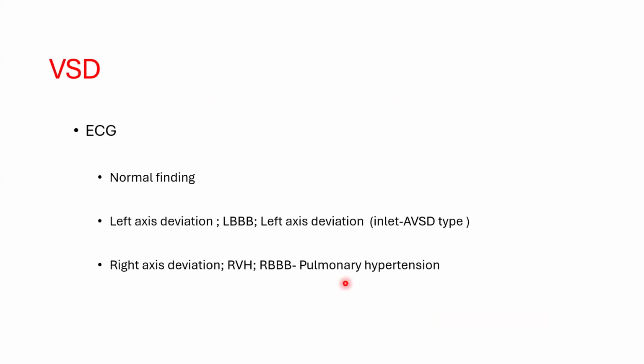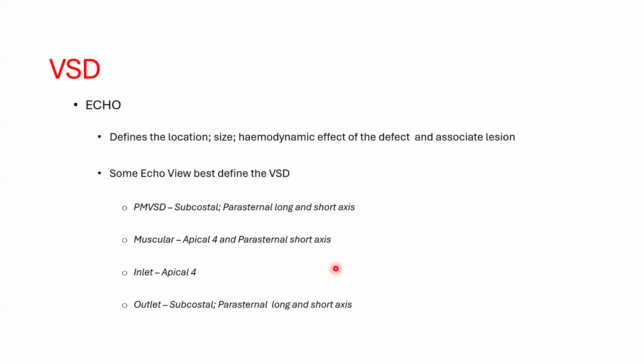So ECG may have normal findings, but when you have a left axis deviation in a suspected VSD, think about an inlet VSD, the AVSD type. If left axis deviation, left bundle branch block, repeated. And if you see a right axis deviation, right ventricular hypertrophy, right bundle branch block, then you think of pulmonary hypertension in association with the VSD.